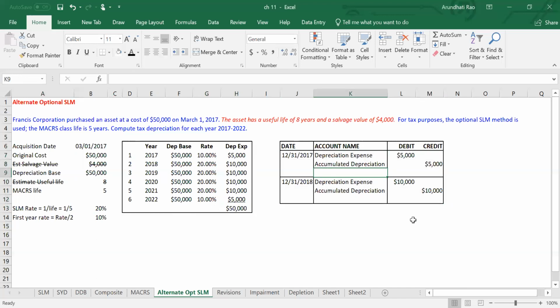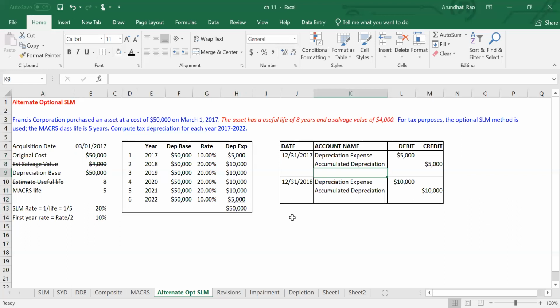So once again, just keep this in mind. If you're told that you're using the optional straight line method, the useful life of the asset and the salvage value need to be ignored. What is relevant is the original cost of the asset and the maker's life. The maker's life, we add 1 year for the cost recovery. The straight line method, 1 divided by life gives you the rate. For the first year and the last year, it's going to be half the amount. It's going to be only, in this case, 10%. Everything else is fairly straightforward in terms of how we do our calculations.